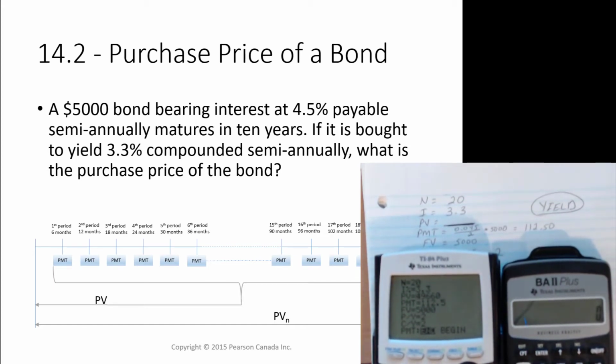Now I'm all set, and I scroll over to the PV button, and I go alpha, enter. I get $5,507.52. In line with what I would expect, right? We were expecting it to trade at a premium. It does. And for the BA2 Plus, I go CPT, present value, and I get $5,507.52. In both cases, that's great. That's the value of this particular bond. Very happy. Things have all worked out very nicely for us.